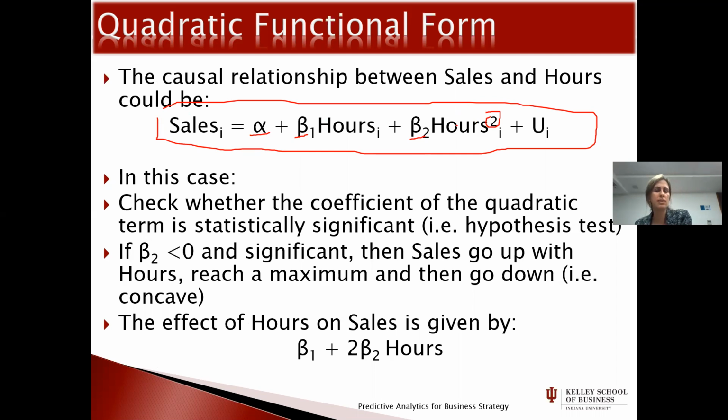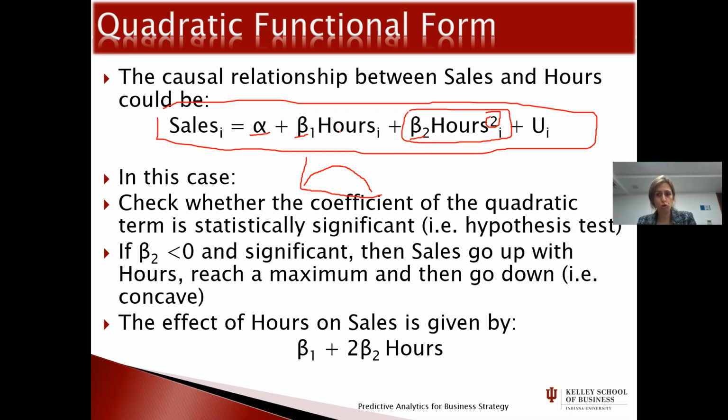So I have hours of training and then I have sales. What is this telling me? This is allowing me to see, for instance, if sales go maybe up with hours of training, attain a maximum, and then fall back again. This is a quadratic function. And how do I capture that? I just include this extra term in my regression model.